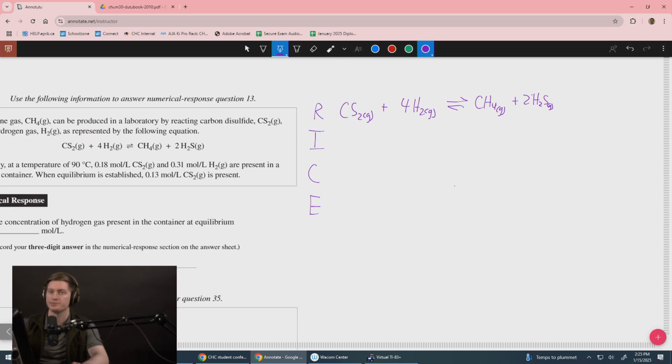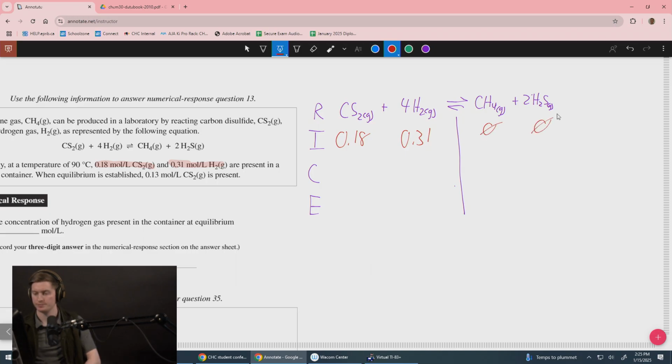There's our reaction. Now, at a temperature of 9 degrees Celsius, we initially have 0.18 mole per liter of carbon disulfide and 0.31 mole per liter of hydrogen gas. These are our starting reactants. So I'm going to put those into this table here. We have 0.18 and we have 0.31. At the start, we don't have any of our products.